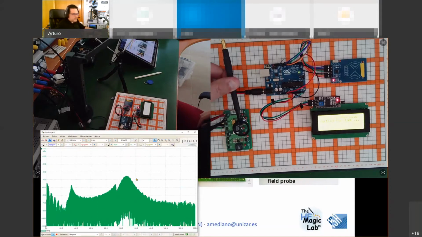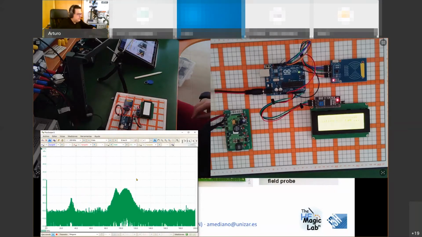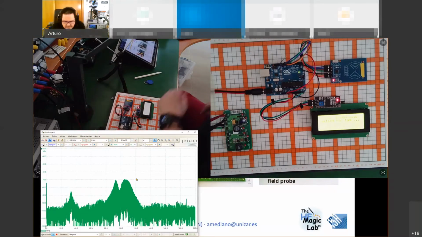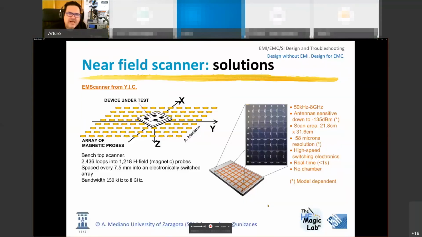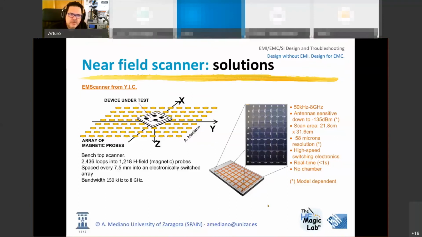So let's try to see the problem with the scanner. With the scanner, the idea is that instead of one near-field probe, we have a lot of probes. Really, I have more than 1,000 probes on a flat surface, with the possibility to measure the emissions of this system from 150 kilohertz up to 8 gigahertz. You can see here 50 kilohertz, but really this is a mistake. It's 150 kilohertz to 8 gigahertz.